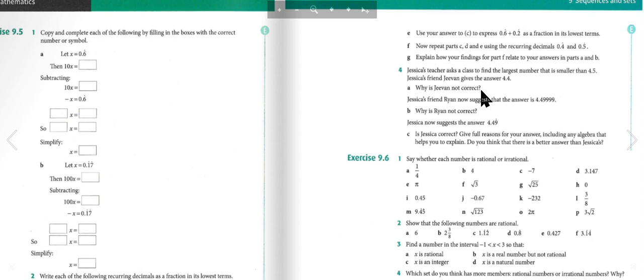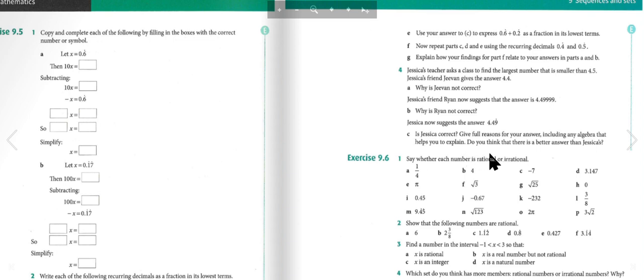So, Jeevan is wrong. Now, Jessica's friend Ryan suggests that the answer is 4.49999. The reason why Ryan is not correct is because you can just add more and more 9s at the end. So Ryan is not correct. Now, Jessica suggests the answer 4.49 with a dot over the 9. Is Jessica correct? Give full reasons for your answer, including any algebra that helps you to explain.